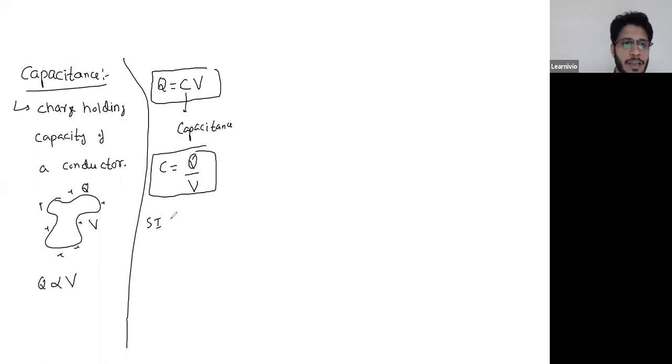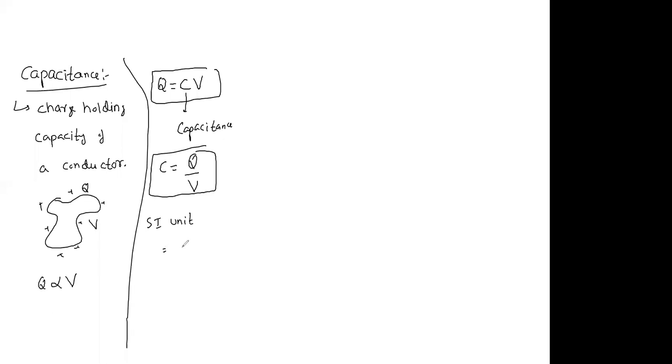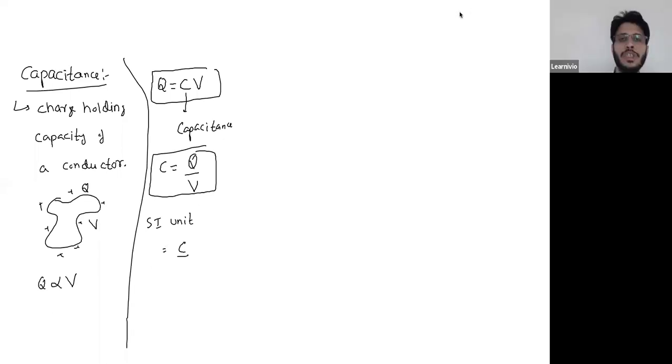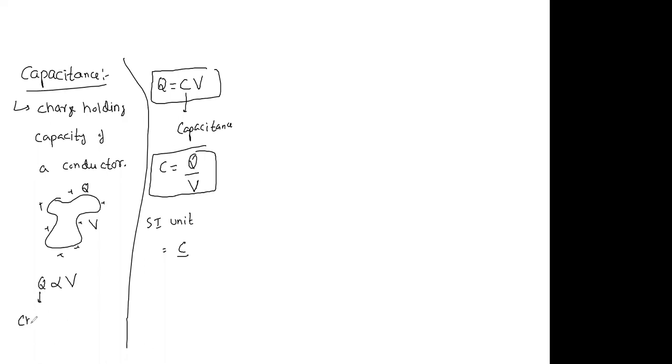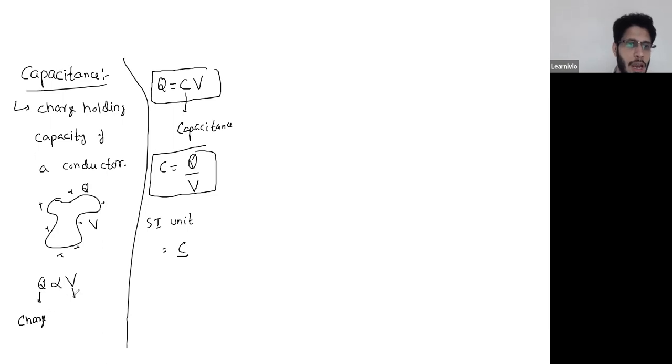Can you guess its SI unit? What is the SI unit of charge? Coulomb. What about V, potential? Volt. So here Q is charge and V is potential. So it's Coulomb divided by volt, that's Coulomb volt inverse, the SI unit, which is known as Farad.